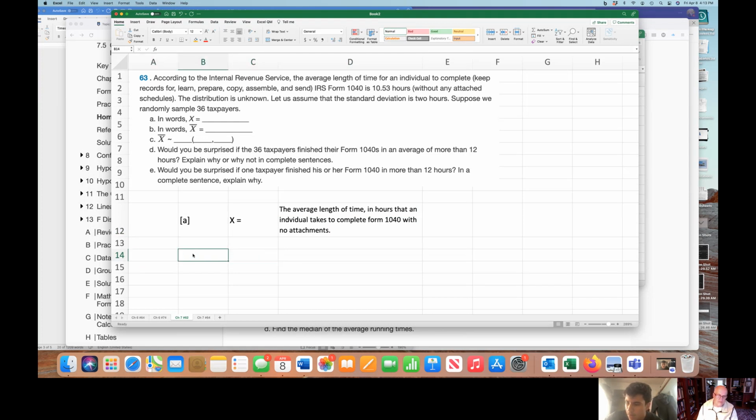B. What's the distribution? So for this, well, let's not do B yet. The mean for this is what? I'm looking for it. How long does it on average take a person to do it? 10.53 hours. Mm-hmm. What's the standard deviation?